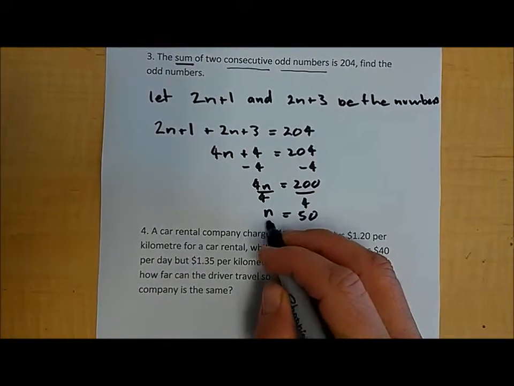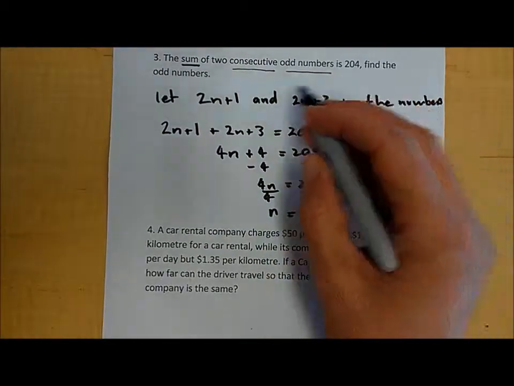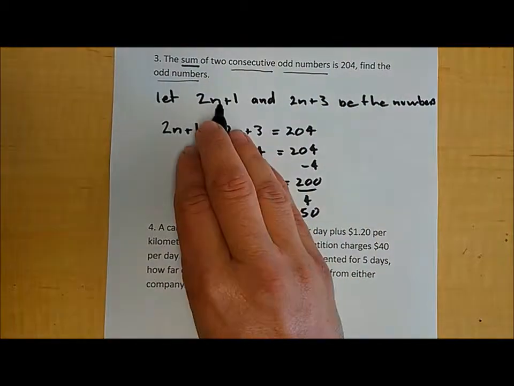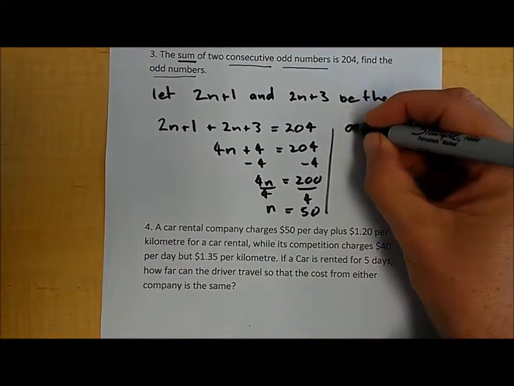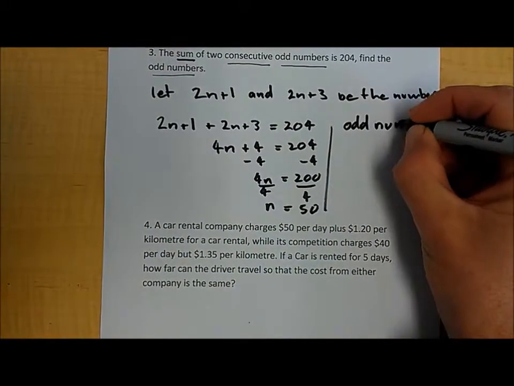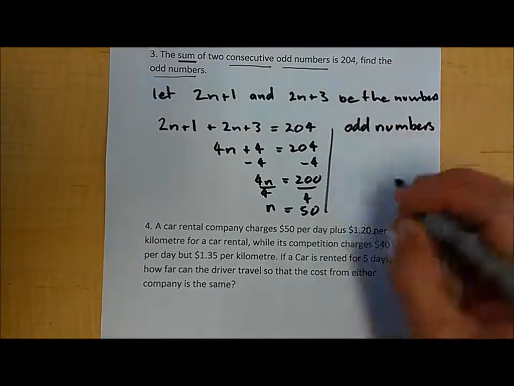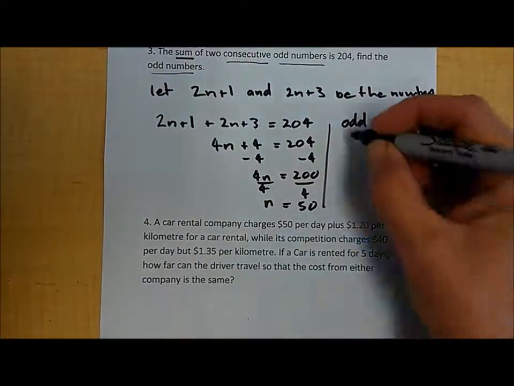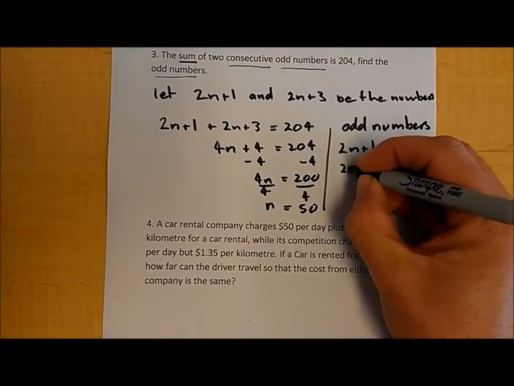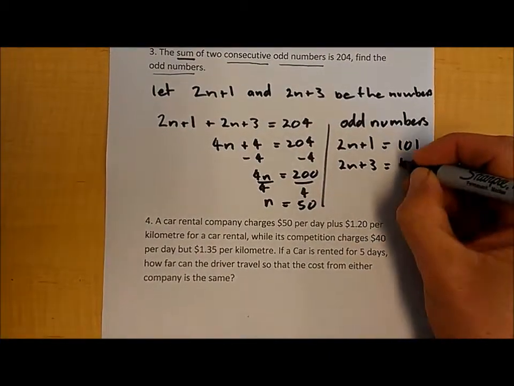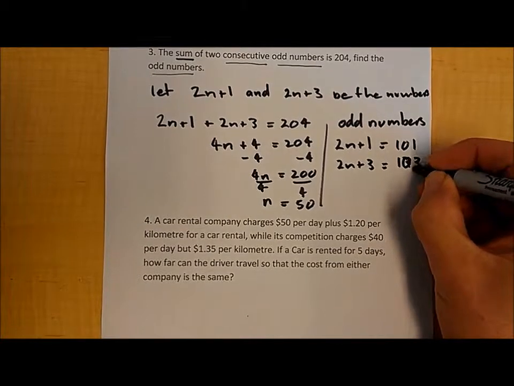But that's not the question. The question doesn't ask me to find n, it asks me to find the odd numbers. And the odd numbers are 2n plus 1 and 2n plus 3. So the odd numbers are double this plus 1. So 2n plus 1 is 101. And then 2n plus 3, the consecutive one, 103.